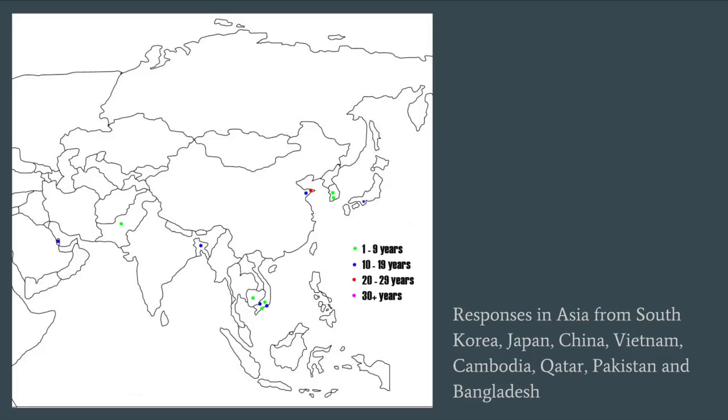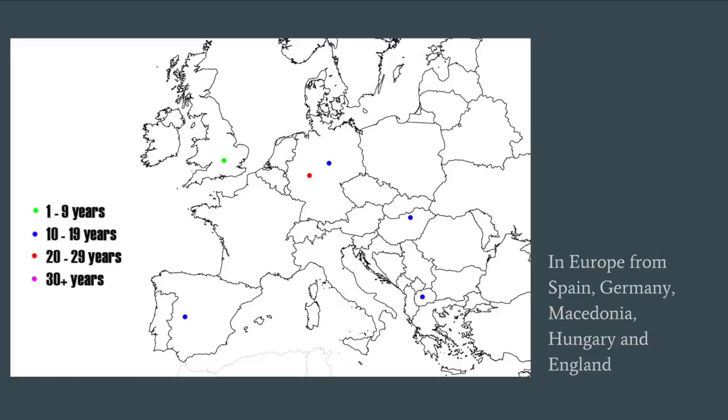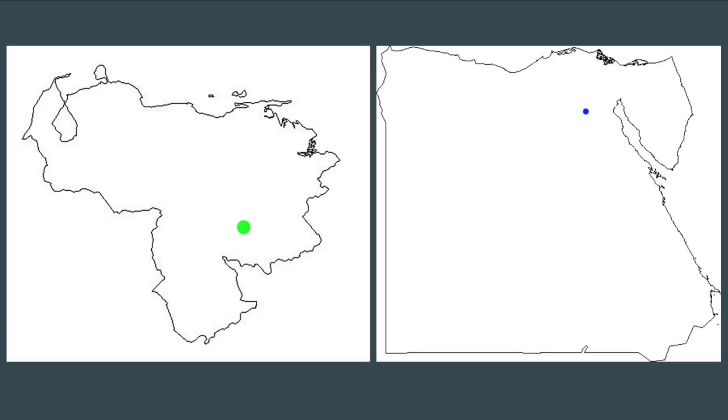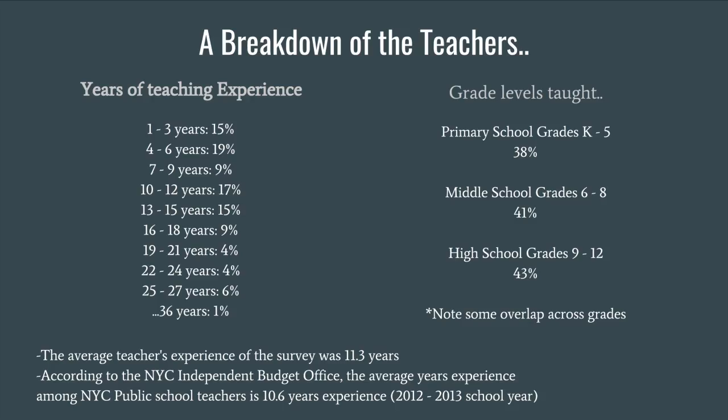Looking on in Asia, we got responses from South Korea, Japan, China, Vietnam, Cambodia, Qatar, Pakistan, and Bangladesh. In Europe, from Spain, Germany, Macedonia, Hungary, and England. Some responses from Australia and New Zealand. And shout out to the one teacher in Venezuela on the left, and the one teacher from Cairo, Egypt on the right.